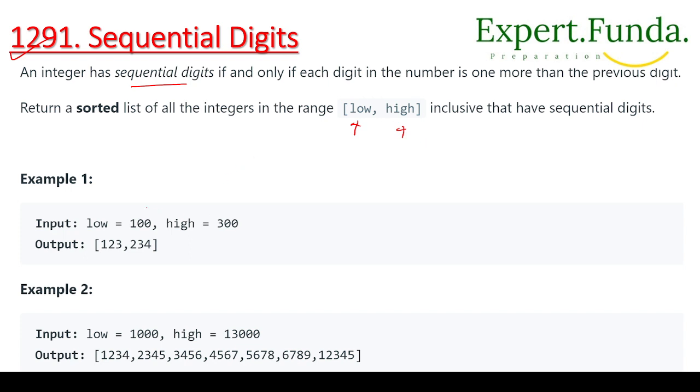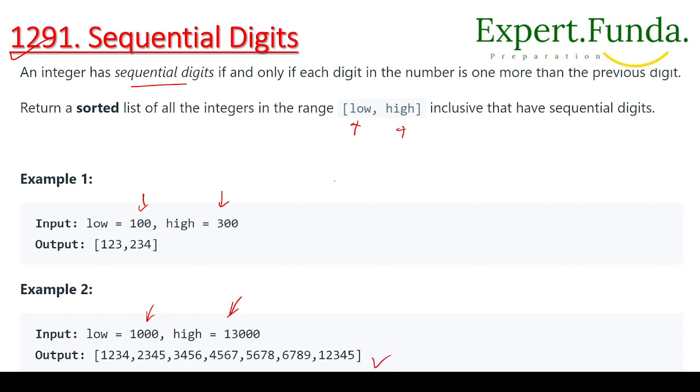Let's suppose low is 100 and high is 300. The sequential digits that come are 123 and 234, and we have to return them. If more numbers fall in the range, we return those too, for example with 1000 and 13,000, we have to return all these elements.